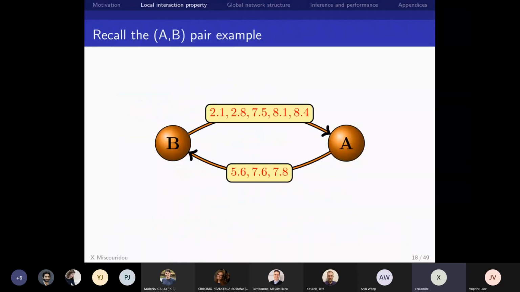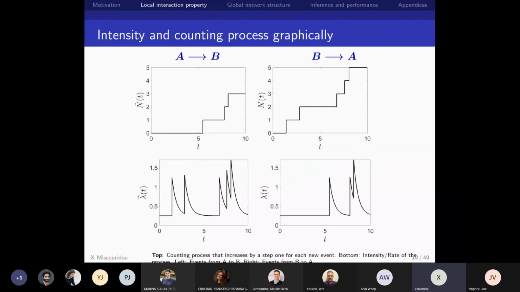I think it's always better to show things graphically. Here I have simulated from my processes, and I have on the top row the counting processes, and on the bottom row the intensities. So you should be looking at this diagonally. If we start from the top left, here I have the counting process for all the events from A to B. You see that A sends a message to B at the point 5 point something in the top left. Then the counting process increases by 1. This is just a step function going up by 1 every time A sends a message to B.